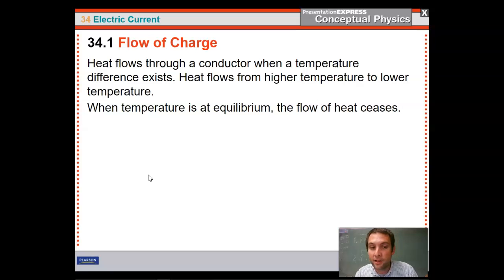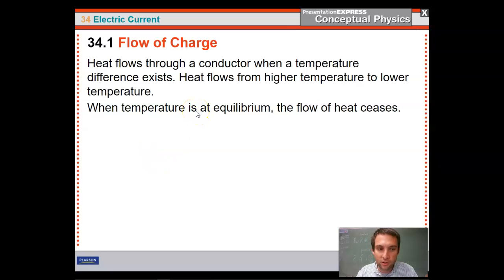So heat flows through a conductor when a temperature difference exists. Heat flows from a higher temperature to a lower temperature. Think about a coffee cup with hot coffee in it, or a paper cup with ice cream inside. That paper cup is going to get really cold, right? Because there's that difference of temperature. So you lose heat from your fingers to the ice cream. And what that does is it heats up the ice cream and causes it to melt. It also causes the temperature in your hands to be a lot cooler, so you're able to feel the coldness of that a lot easier.